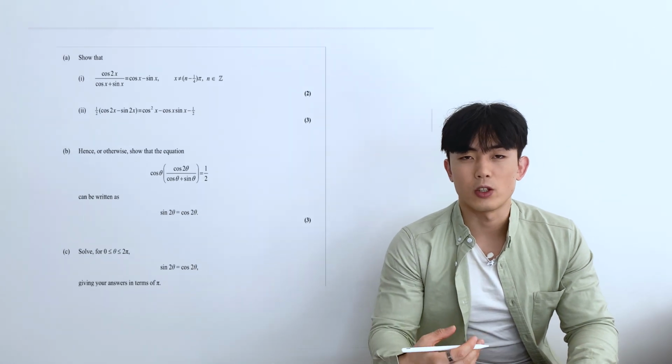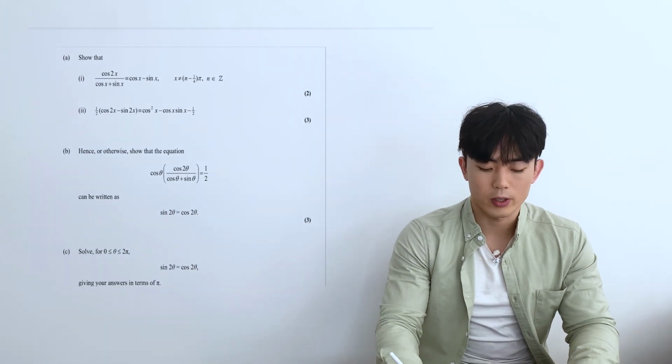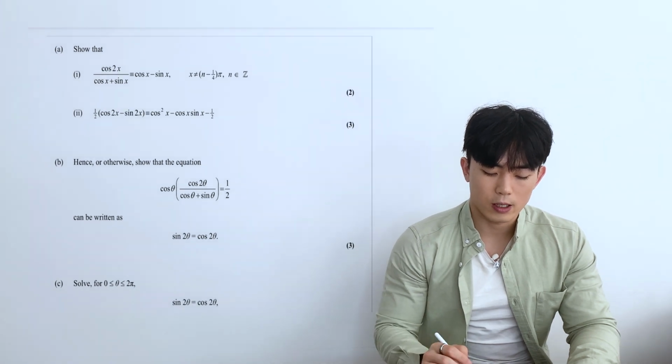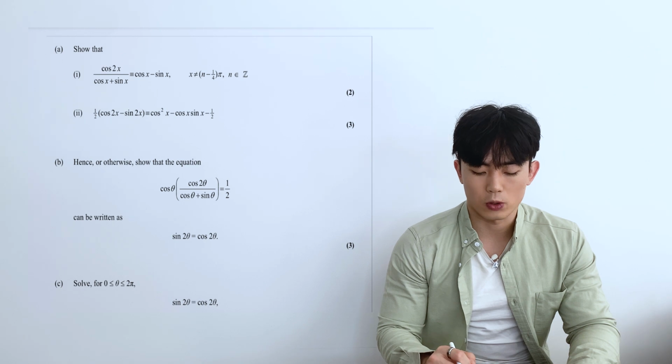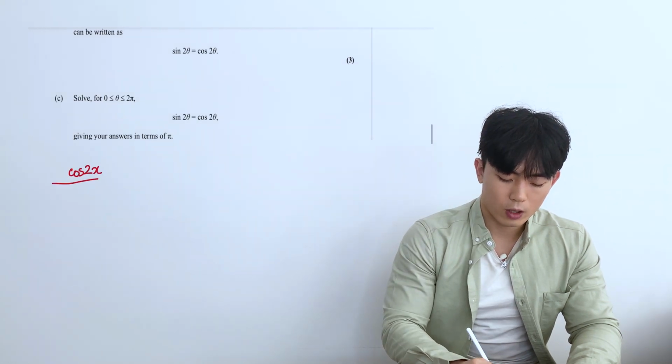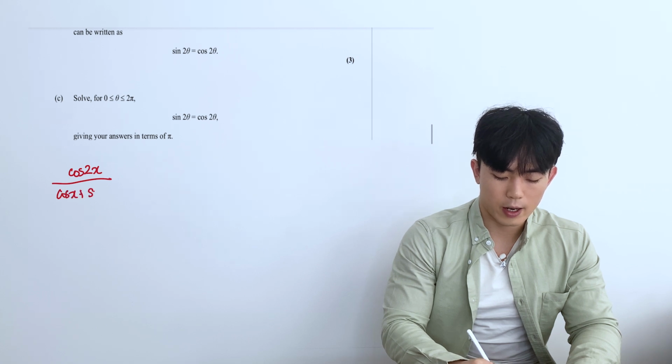So with this, we can actually do more questions, more solving, more proofs. Let's take a look at this question here. It says cos 2x over cos x plus sine x is equal to cos x minus sine x. So, cos 2x over cos x plus sine x.